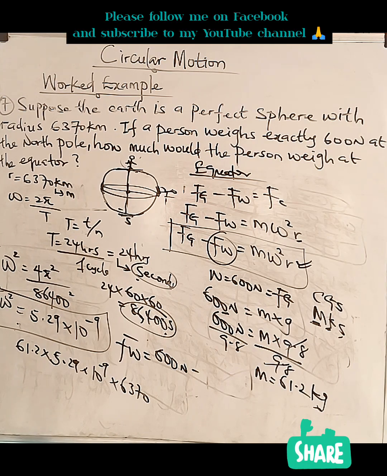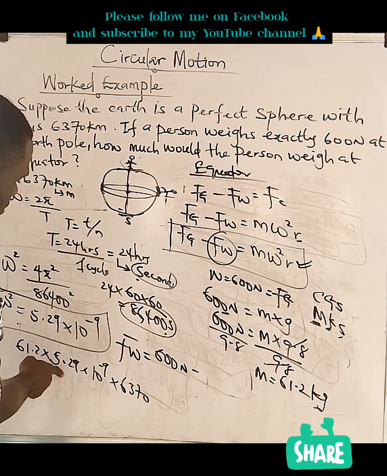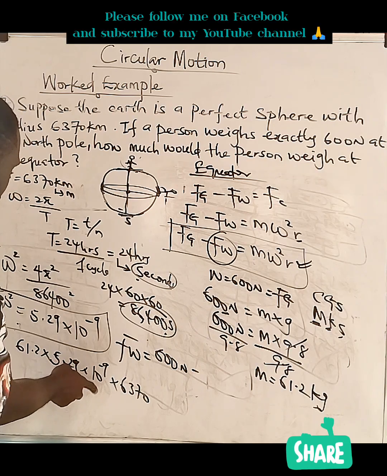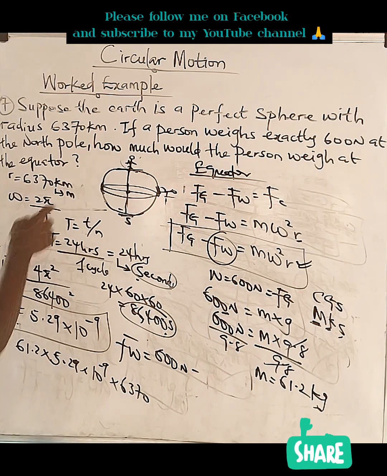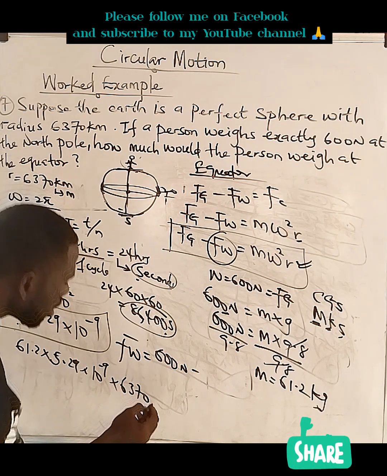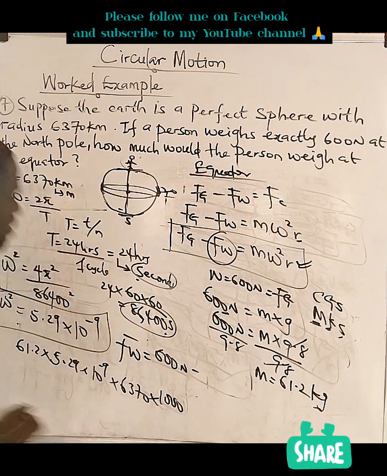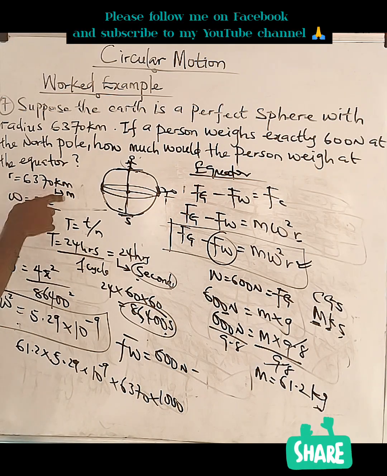So 6.12 times 5.29 times 10 raised to minus 9 times 6370. Don't forget, you're going to convert this to meters, times 1,000. I almost missed that. So this in meters is this. So let's quickly use our calculator to do that. So what do we have? We have this.